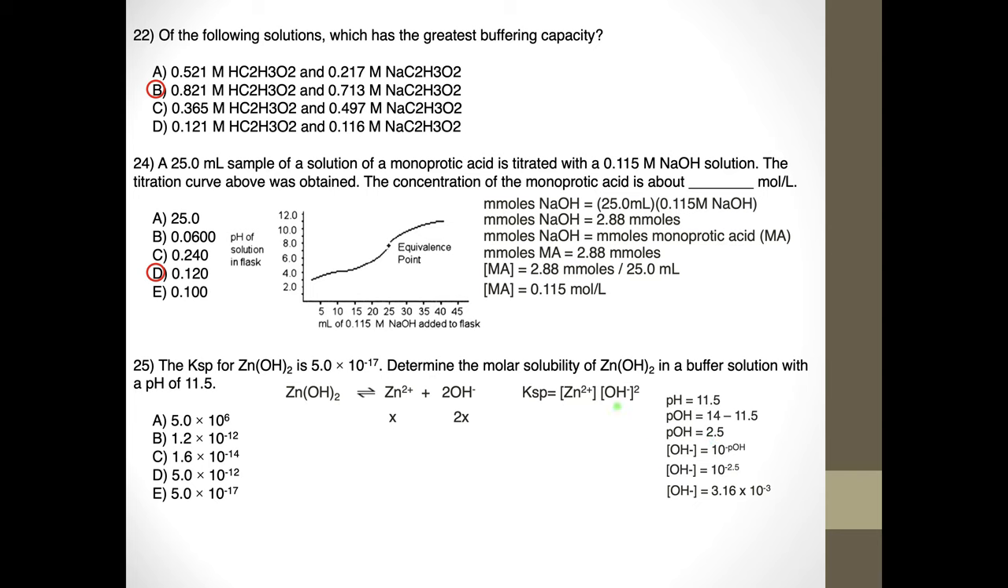So we have the concentration of OH, we have the Ksp, so we can calculate X. X is the molar solubility. X is equal to the concentration of the zinc ion, which is equal to the Ksp divided by the hydroxide ion's concentration squared. So we substitute the values: the Ksp is 5.0 × 10⁻¹⁷ divided by the concentration of OH squared. And X is going to be equal to 5.0 × 10⁻¹². So the answer for 25 is going to be letter D, 5.0 × 10⁻¹². And this will be all for the multiple choice section.